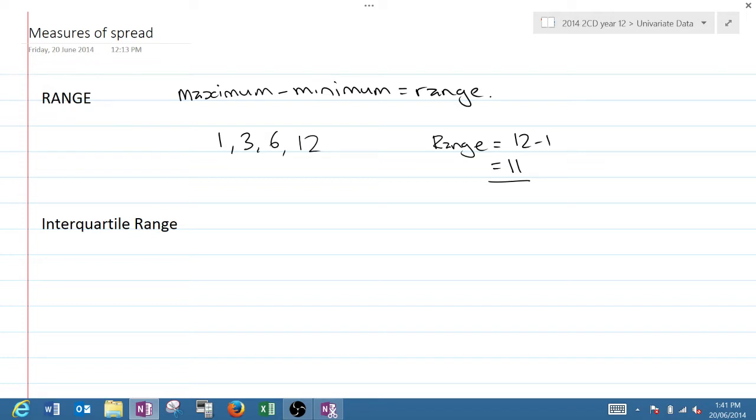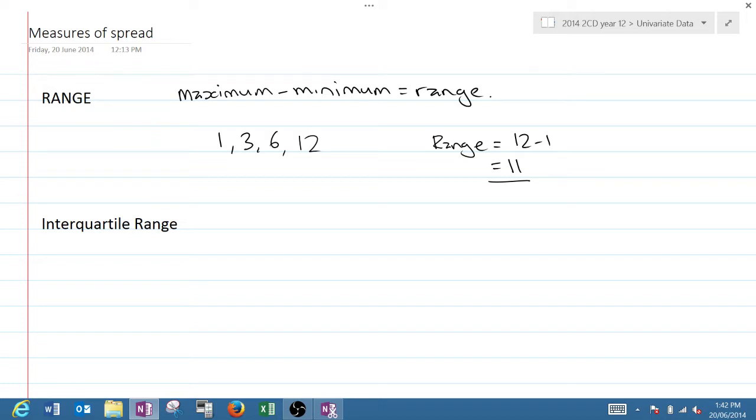Julian? Good, doesn't give you the numbers in between. How else do you think it can be changed or made not really very accurate for the data? Oliver? Yeah, good. If there's an outlier, which means that there's a number which is really, really big compared to the rest of the data, or really, really small, then the range isn't going to be a good measure of spread.